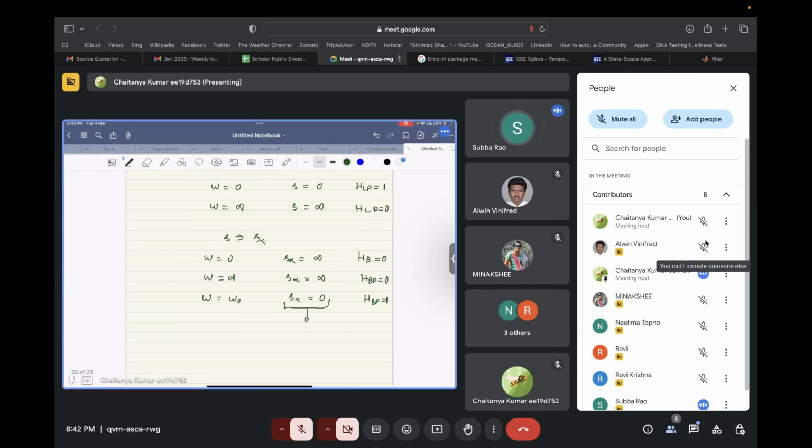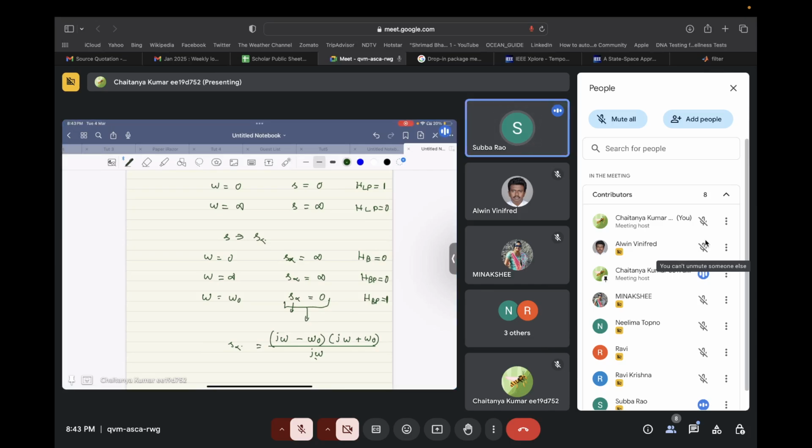So this can be done by S alpha equal to j omega minus omega naught times j omega plus omega naught divided by j omega. Now at omega equal to 0, this denominator becomes 0, so S alpha becomes infinity. At omega equal to infinity, the numerator becomes infinity square, so S alpha becomes infinity. At omega equal to omega naught, this term becomes 0, so S alpha becomes 0. So we need to replace S by this particular term.